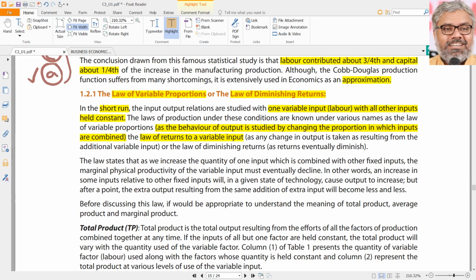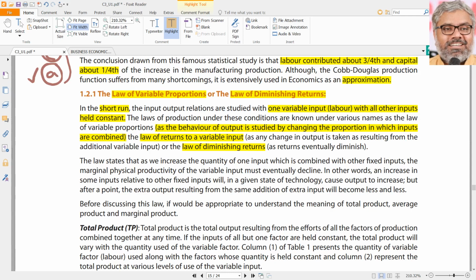Or sometimes we can even call it the law of diminishing returns, because eventually after some period of time the returns will diminish. Returns, once again, you should not think from a money point of view. Return is what benefit the organization is getting. In this case, what is the objective?